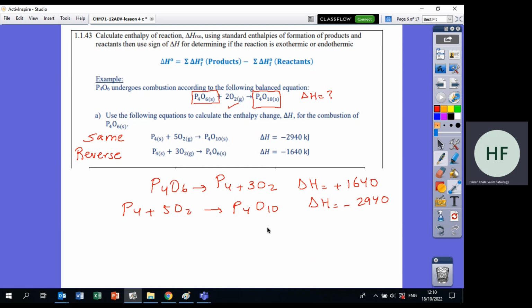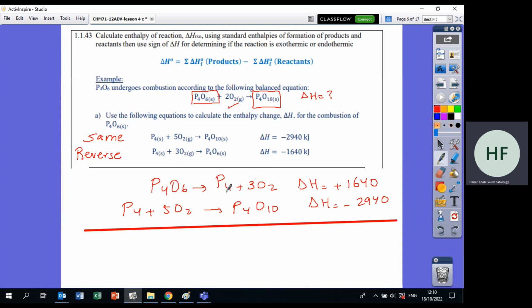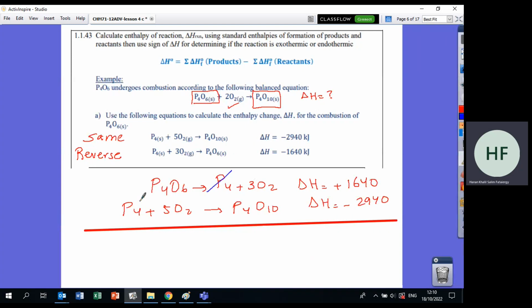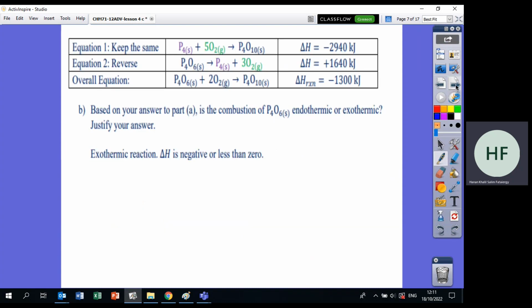Now I will add, and before I add, I will cancel similar things. We have P4 here and P4 here. We have 3O2 and 5O2, so 2O2 will be left. Now let's see what is left. P4O6 plus 2O2, this will give me P4O10. Is this one this one? Yes, this means that my work is correct. And now you add these 2 delta H's and you get the answer.